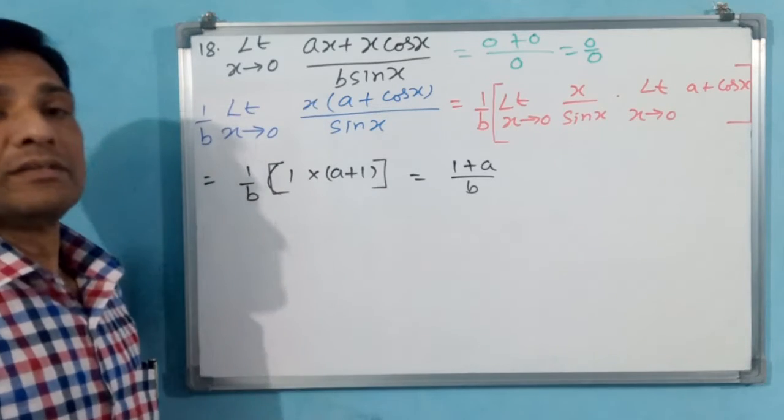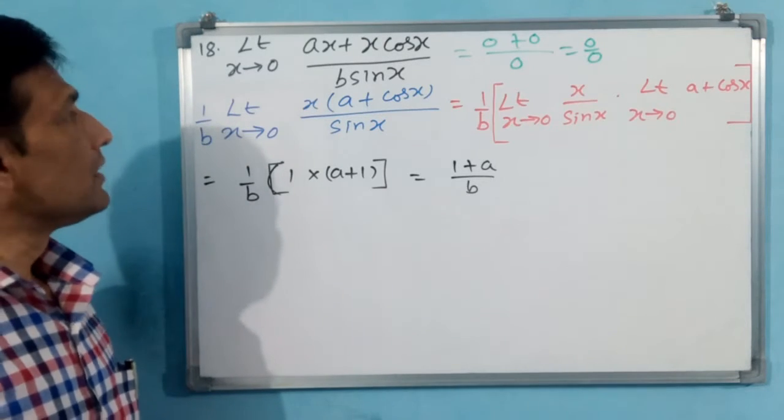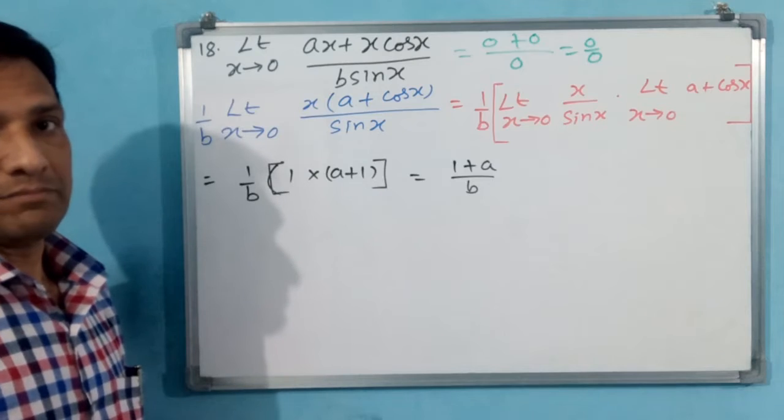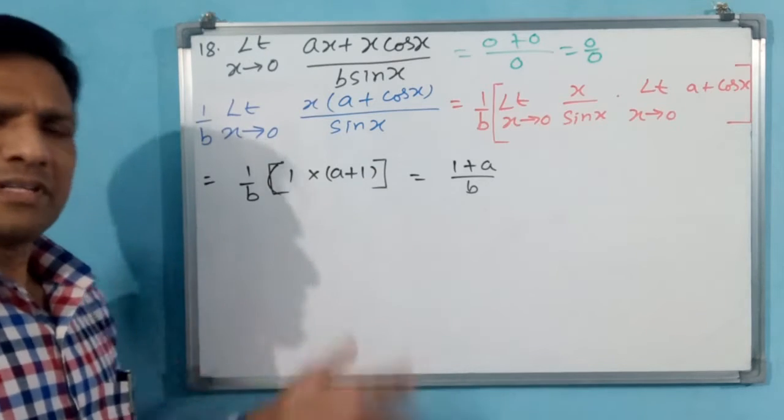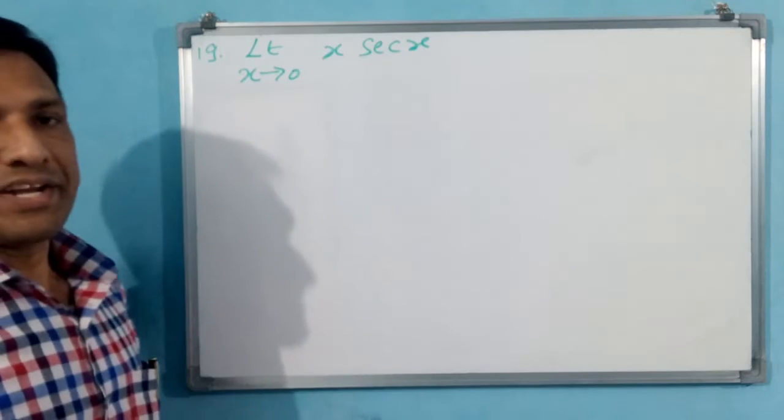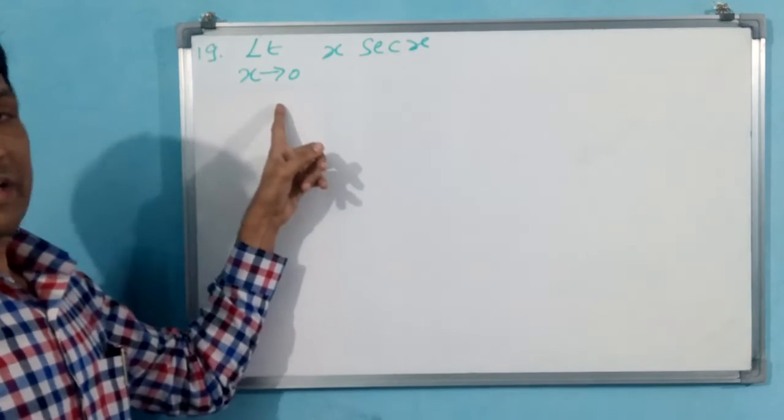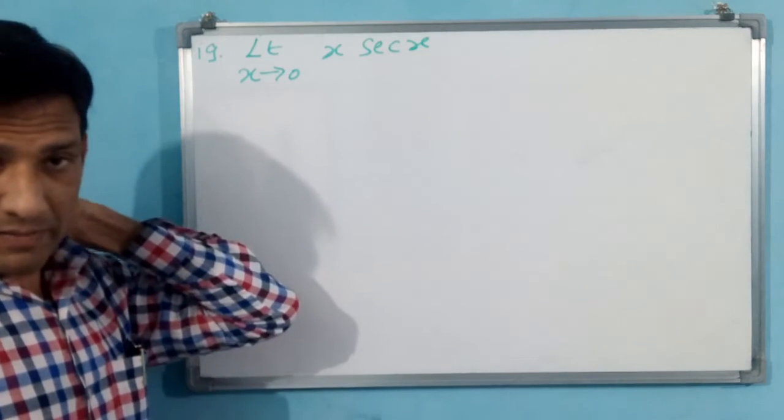First you see, okay, 1 plus a by b is your final answer. Let us go for the 19th question. Okay, see, 19th question: limit x tends to 0, x secant x, they have given.